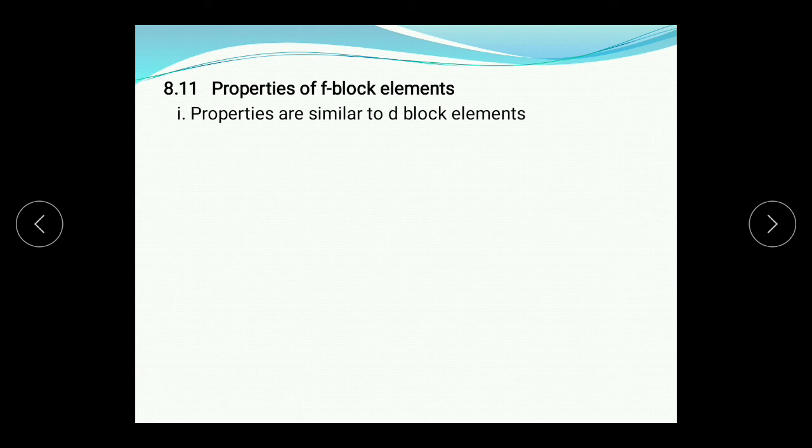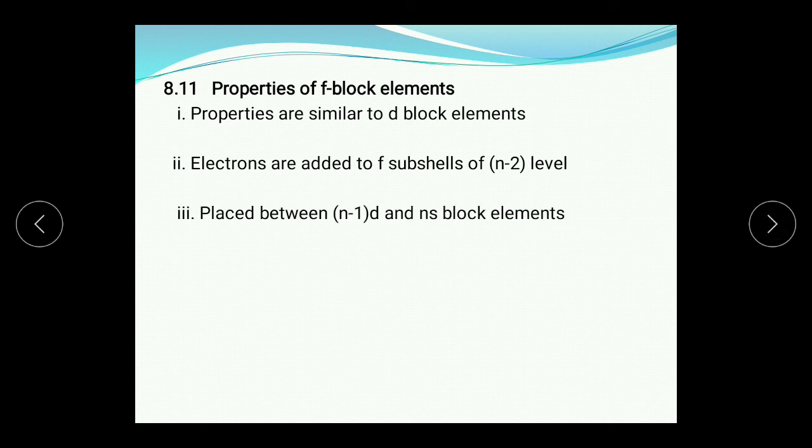Now, we will see the properties of F block elements one by one. Properties are similar to D block elements. As I told you, the F block elements are there in the D block itself. So the position is the same, that means properties are almost similar to transition elements. The electrons are added to F subshells of the n-2 level. They are added to the n-2 F level. These elements are placed between n-1 D and n s block elements.